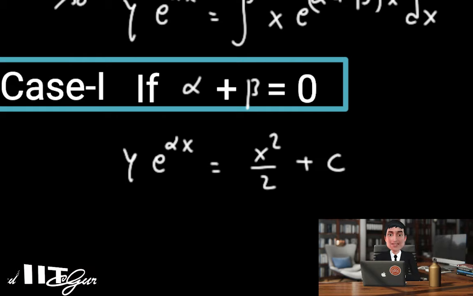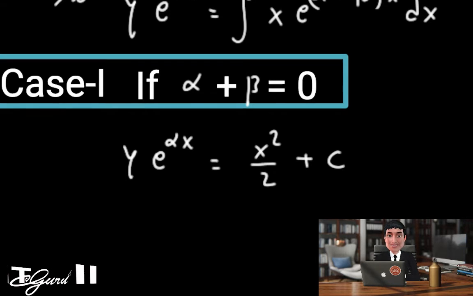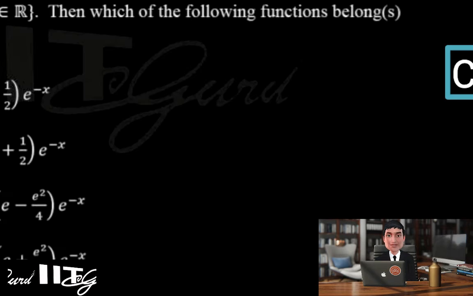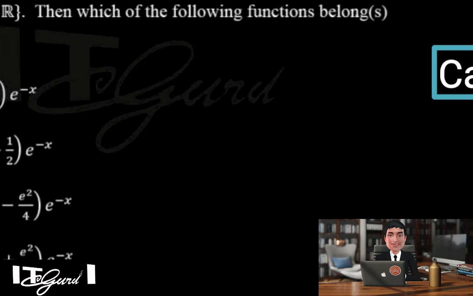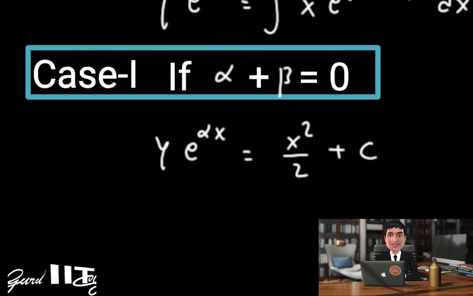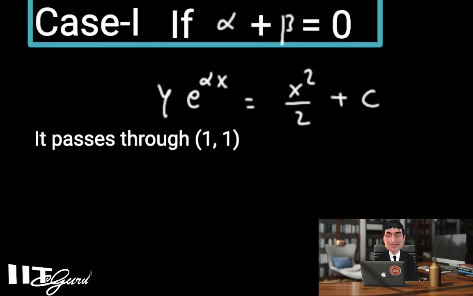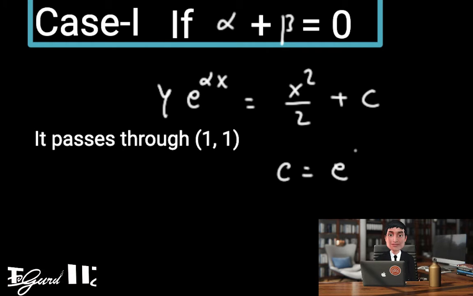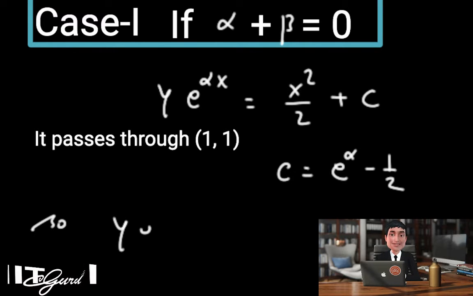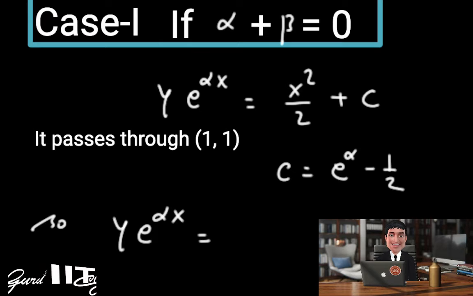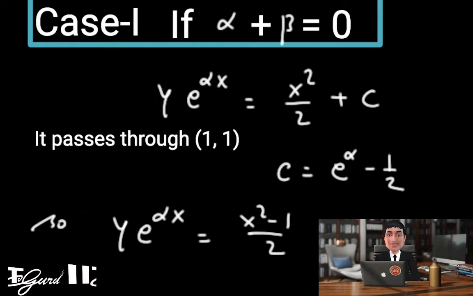Now how to find this constant? It is given that the curve is passing through point (1, 1). So if it passes through (1, 1), in this way we can find this constant, and this constant will be e power alpha minus 1 by 2, and that's C. So y into e power alpha x, substituting this constant in this equation, we get x square by 2, minus 1 by 2, plus e power alpha.